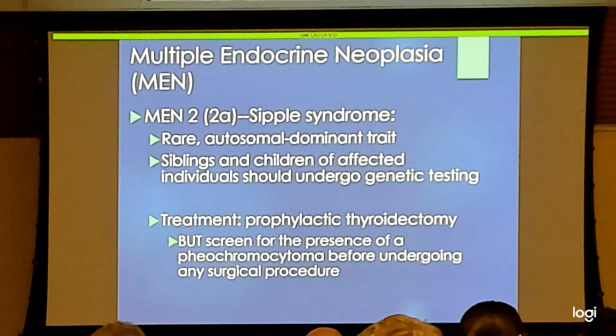Then screen for pheo. If it's negative, do the plasma test. If it's negative, boom, move on. You don't have a pheo. If it's positive, take care of the pheo first, and then take care of the thyroid.